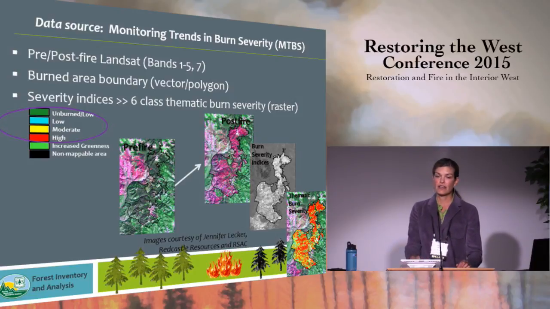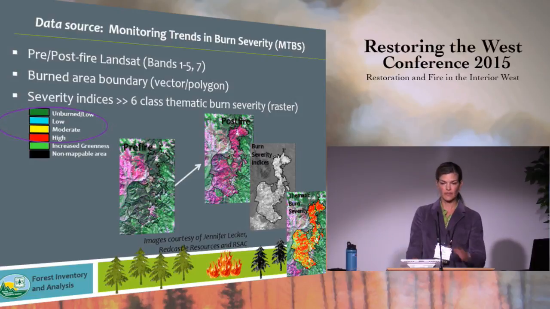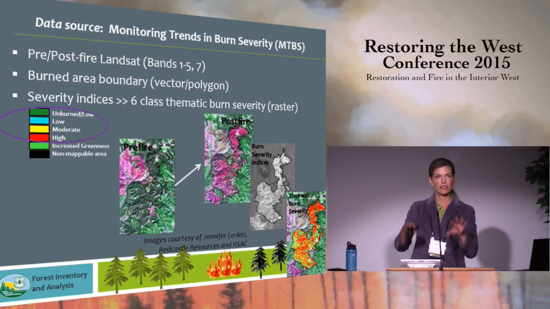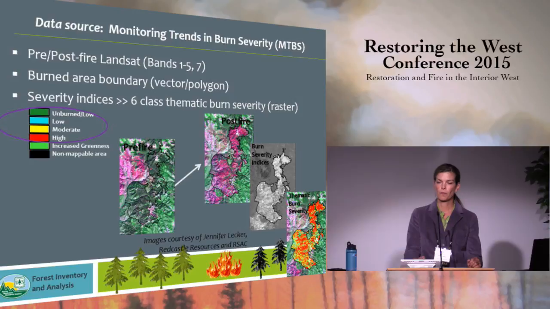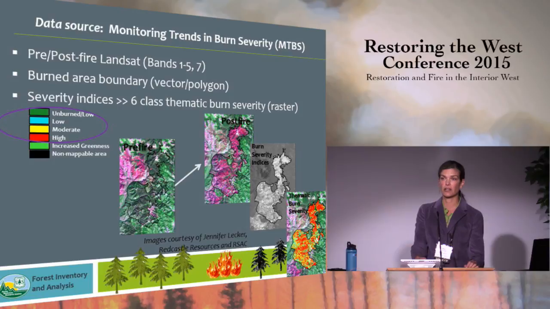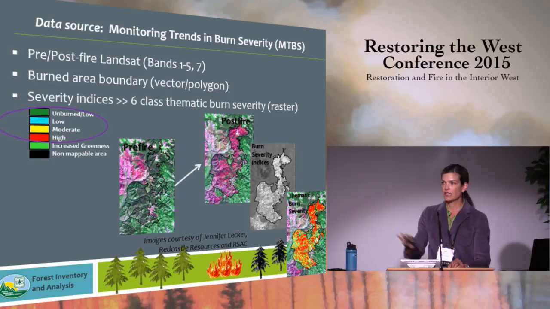The way that the MTBS layers are developed is by looking at pre-fire and post-fire Landsat imagery, specific bands, and taking the difference between those spectral signatures. First, they simply delineate the burned area perimeter. So that's polygon or vector data. That's one data set. The second data set is a raster, a set of rasters representing fire severity. So they classify the differences of these Landsat scenes into this numerically continuous burn severity index and then categorize that index into these 6 classes that you see here.